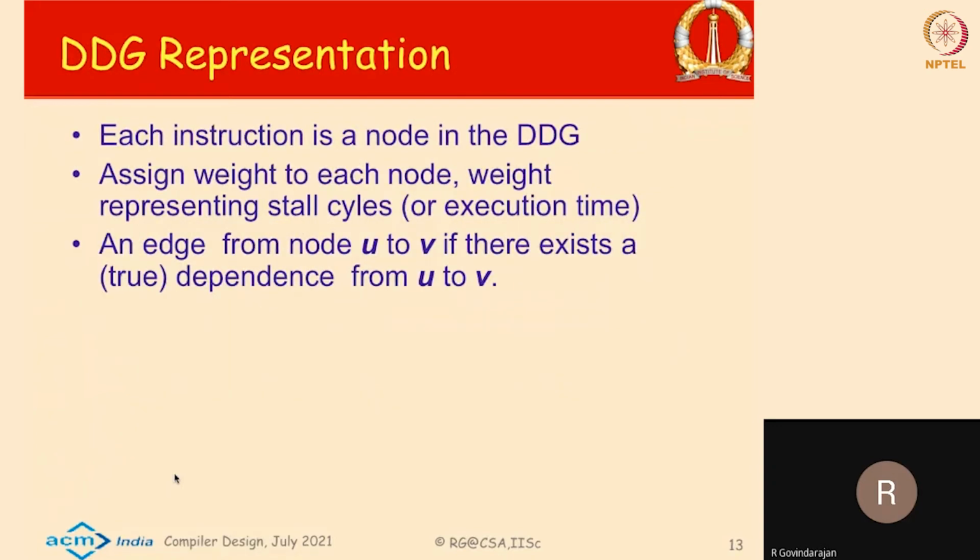Okay, so before we go into the details of this, the first thing we want to talk about is, given a sequence of instructions, how do you represent all the dependencies in them? Typically, we represent this using what is called a data dependence graph, in which the nodes represent the instructions and the edges between nodes represent data flow. If one instruction produces a value which is consumed by another instruction, then there is an edge from the producer to the consumer, an edge from U to V if there exists a true dependence from U to V.